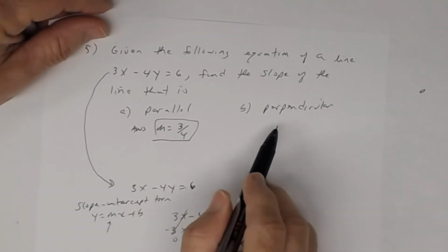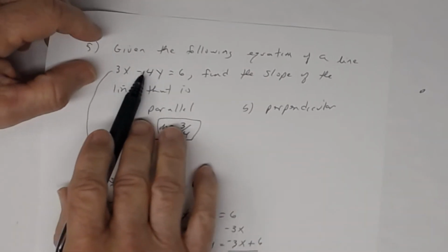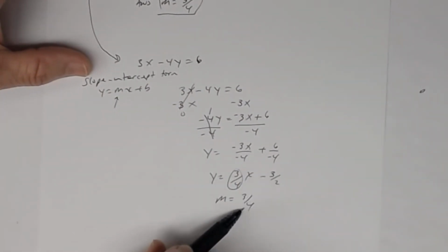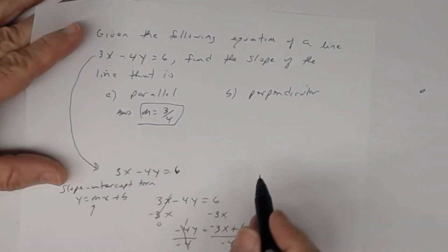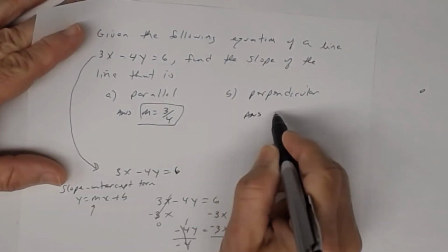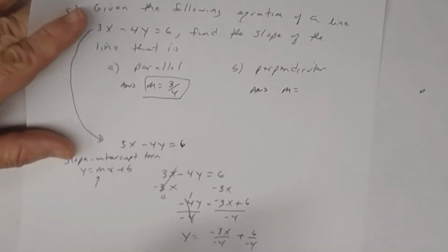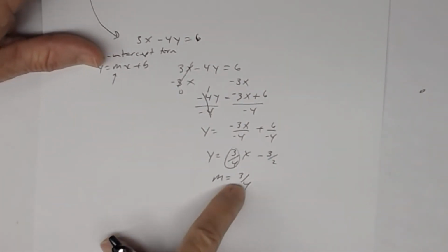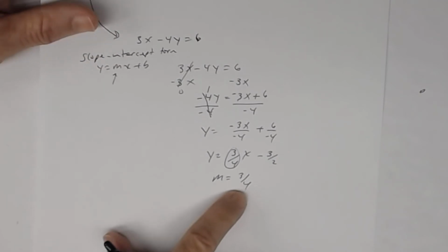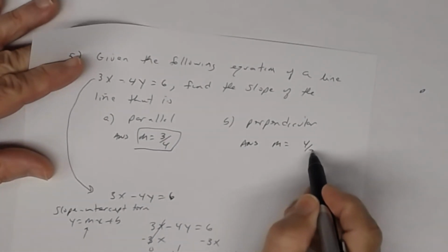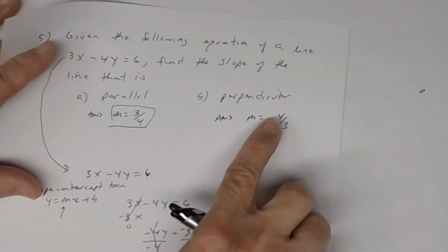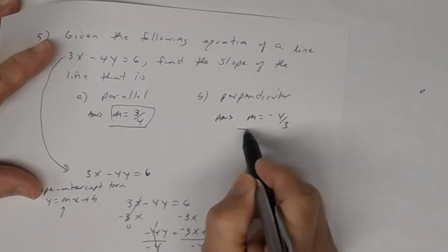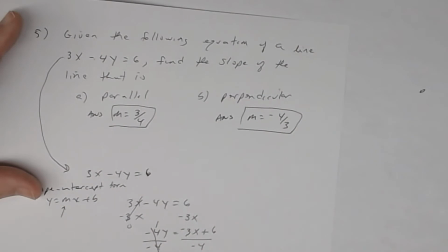Over here, the line perpendicular to this: if the slope of this line is 3/4, then the slope of the line perpendicular to this will be, so the answer, slope will equal, first of all, let's take the reciprocal. The reciprocal of 3/4 is 4/3. Then we're going to do the opposite. If this is positive, then this has to be negative. And there's your answer. All right, so that's number 5.